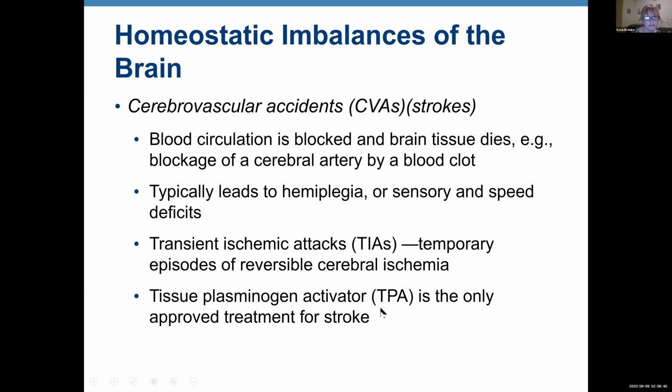And we have TPA. This is the only approved treatment for stroke, tissue plasminogen activator. And I think you guys cover it in 50A when we talk about hemostasis, or we're going to cover part of it here later, when we talk about the cardiovascular system. But TPA is the approved treatment.